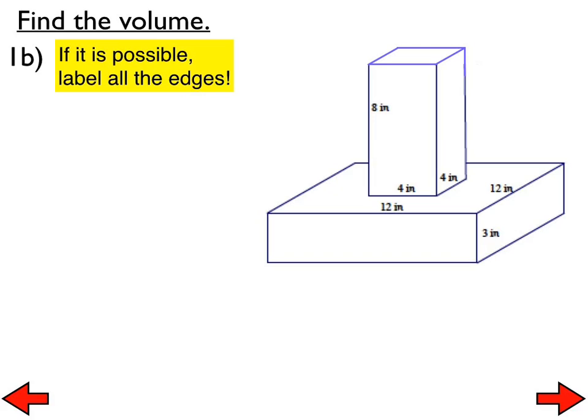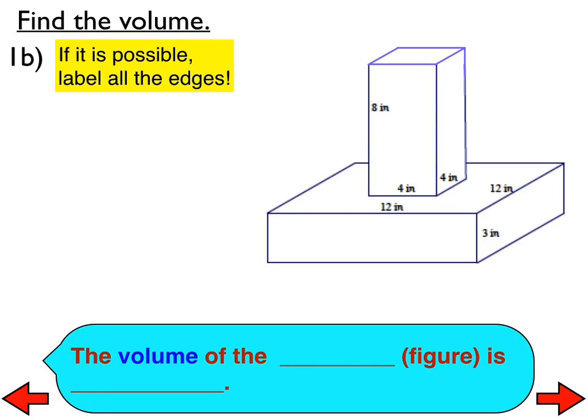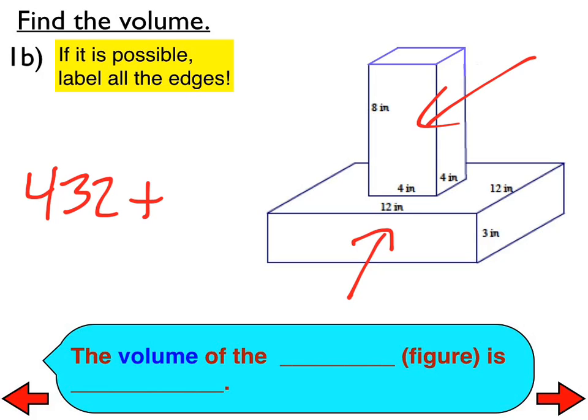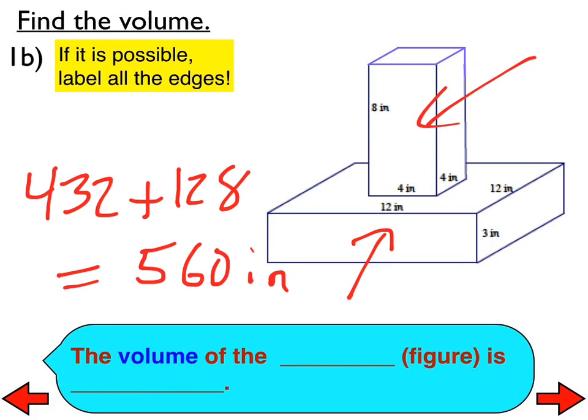So we already know that the volume of this piece right here is 432. What's the volume of that square prism right there? Anmal? The top piece. What's the volume of that? 128. 128, is that right? Yes. And so that means the volume of the whole thing should be 560 inches cubed. Are we okay with that?